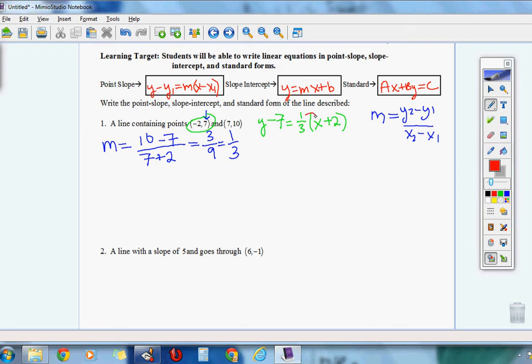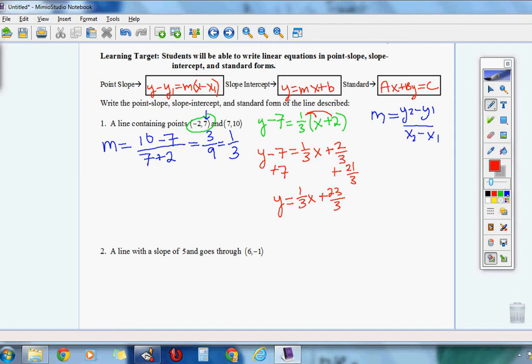To get to slope-intercept form, I am going to distribute. y minus 7 equals 1/3 x, and then plus 2/3. Okay, so look in here, we're not in slope-intercept form yet. I have to add 7. So I'm going to add 7 to this side, but I'm going to do it as 21/3 because that really says 7, but now it has a common denominator. So y is equal to 1/3 x plus 23/3. And now I'm going to stop there because that's slope-intercept form.